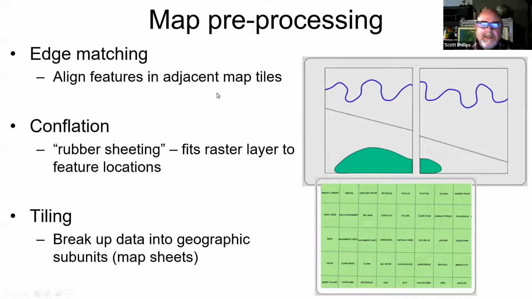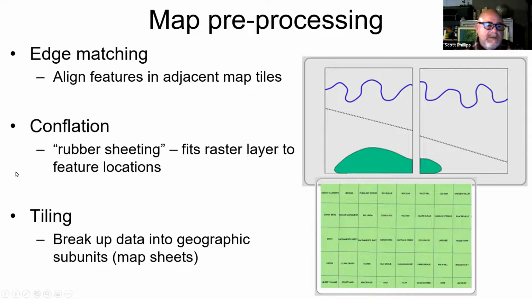Other things that you might need to do: you might need to edge match data. If you have data that was created independently on separate map sheets, it may be the case that the edges don't quite match up and you need to snap them together. With scanned images or raster data, sometimes you might need to use what's called conflation or rubber sheeting, which allows you to pick out real world features that exist on the map to twist it, to distort the shape to better fit your GIS data.